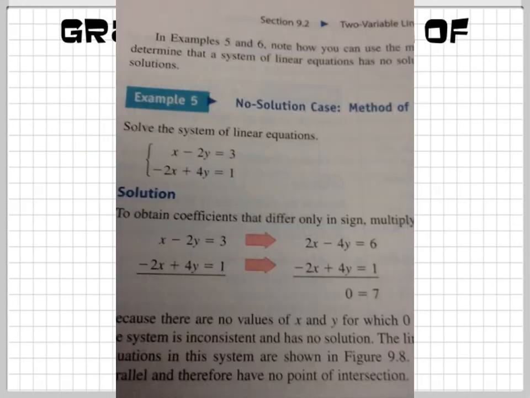Here's example 5 out of your book. I just took a picture of it. Here's the equation, or the system of equations. Now they're going to solve it, and they're using elimination. And so they multiply the top one by 2 to get this. Then they combine them. They add the 2 and the negative 2, they cancel out. They add the negative 4 and the 4, and they cancel out. So I had 0 equals 7. All the variables cancel out. That means it's going to be no solution or many solutions.